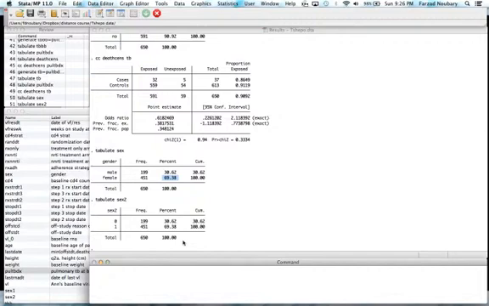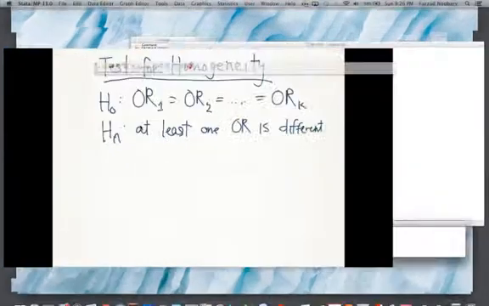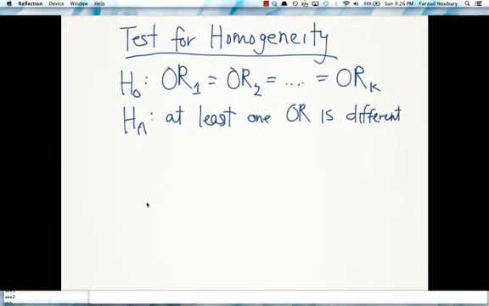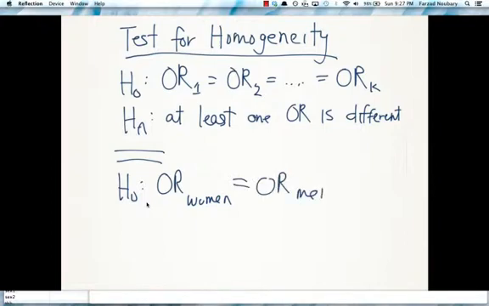So basically what I'm looking at is, does the relationship between pulmonary TB at diagnosis and death on the study vary by gender? Okay, so that's the question that I'm trying to ask. And the place that I'm starting, you'll recall, is this test for homogeneity. Okay, so here in our specific example, what we're looking at is whether the odds ratio for women is equal to the odds ratio for men.